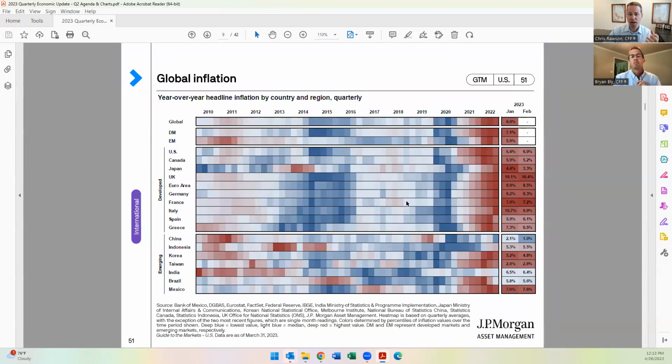This is a similar heat map from JP Morgan, and so up here is the globe overall. You have developed markets and emerging markets. We include this slide because you're going to get all of these slides in the follow-up email tomorrow. So for people who want to spend more time diving into the details, you can see not only the 2022, but the month to month.